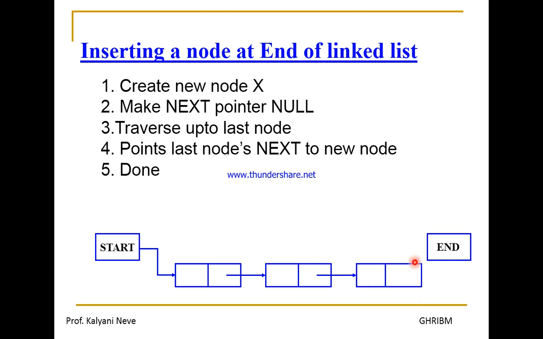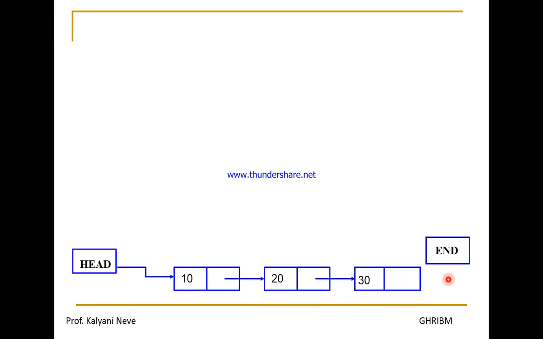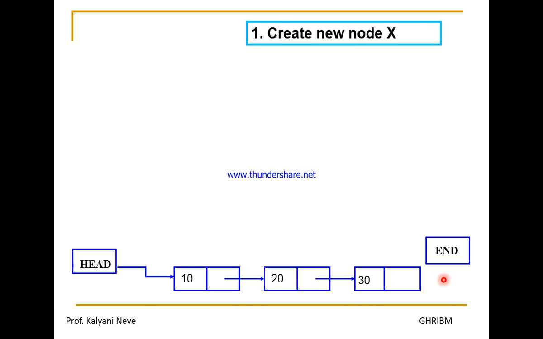Suppose this is the linked list and we have to insert the new node here at the end of the list. Let's take the example. We have to put the 40 element here. After 10, 20, 30, we have to put the 40 at the end of the linked list.